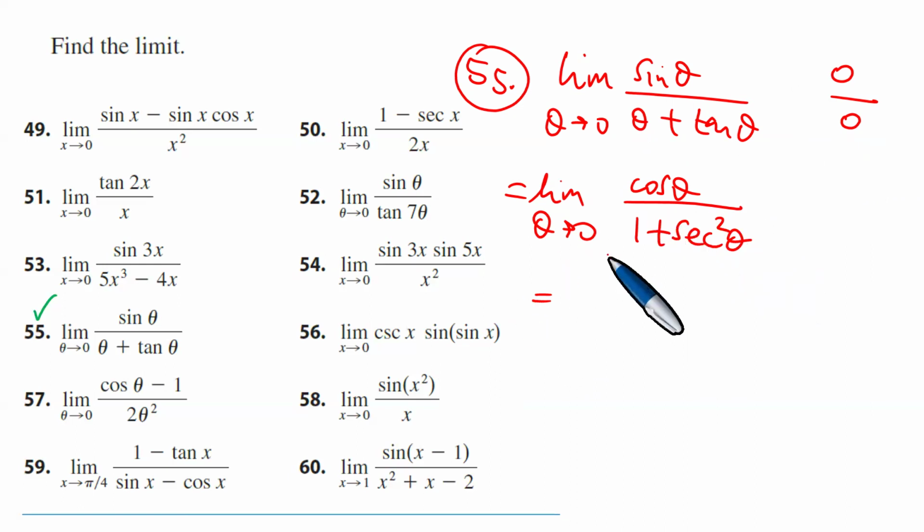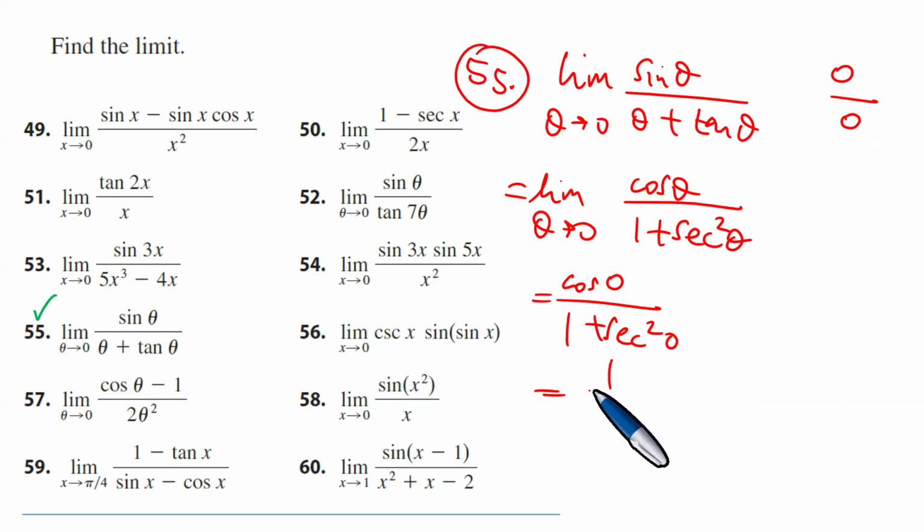Okay, so at this point we have cosine 0 over sec squared 0, 1 over 1 plus 1, which is 1 over 2. Okay, we're getting 1/2. Right, your take on this one? No question. Is it okay, or anything that you would like us to change? No, it's okay.